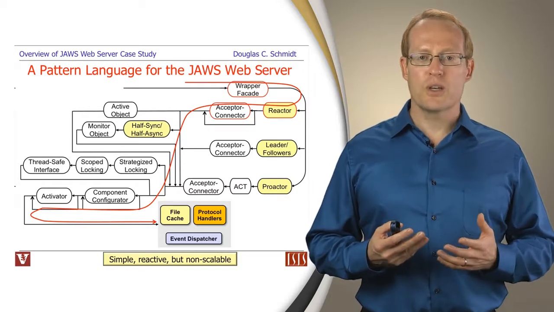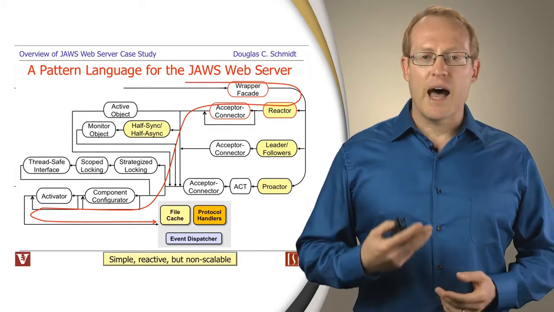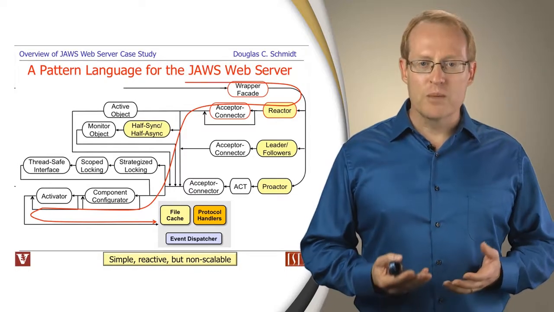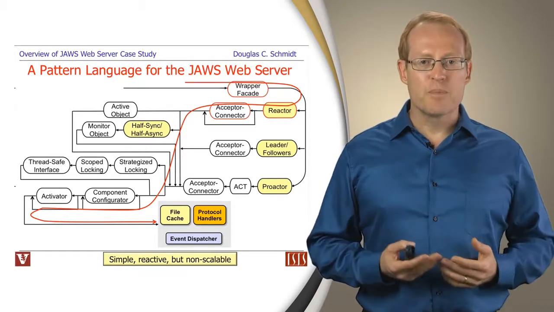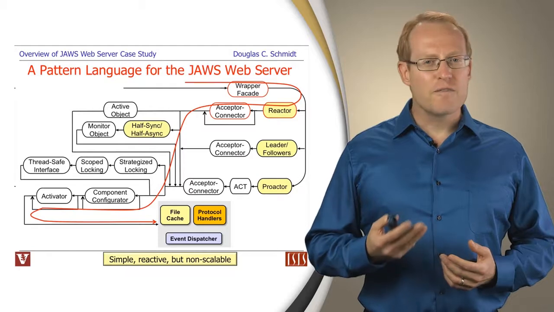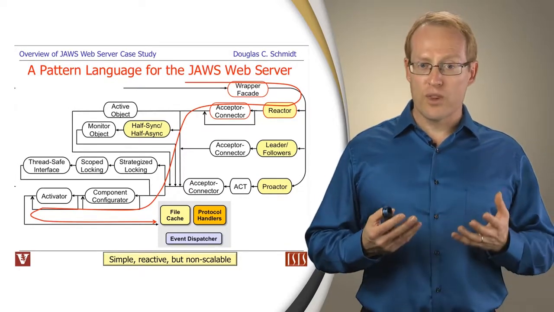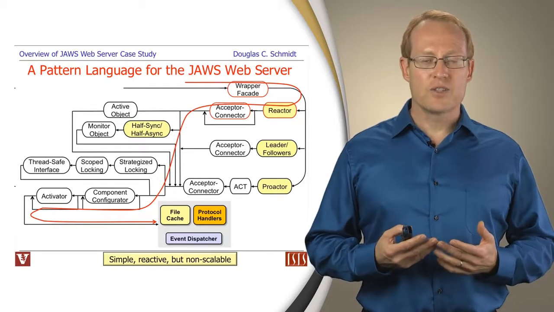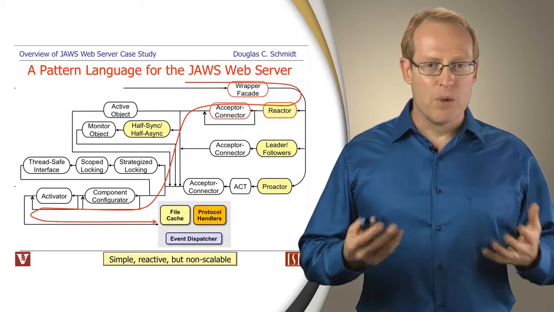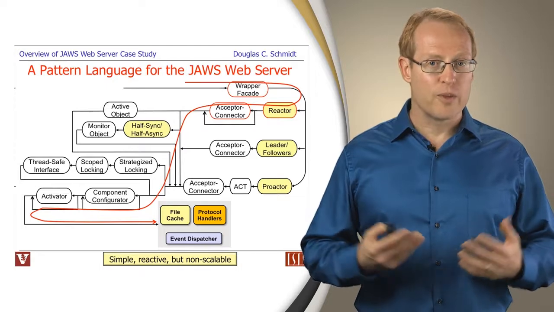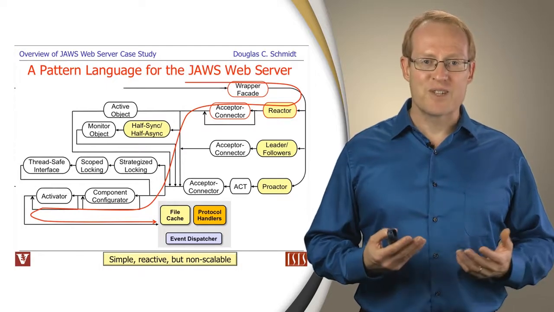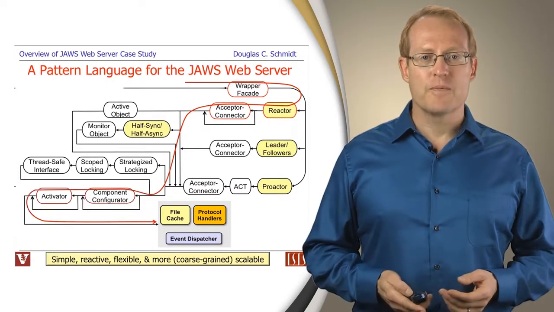This particular solution is very straightforward. It's going to be reasonably easy to implement. It's reactive. Unfortunately, as we'll see, it's not particularly scalable. That's because there's only one thread of control that's running, and so all the different clients have to be multiplexed and queued up behind that one thread, which could obviously become a bottleneck in a large-scale production environment.